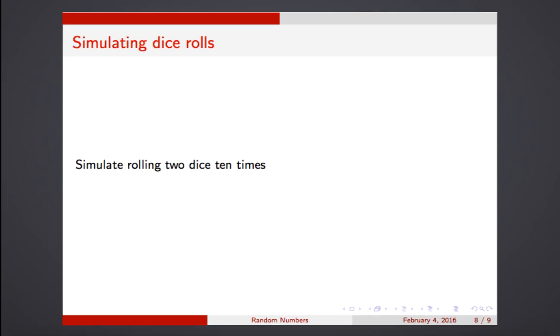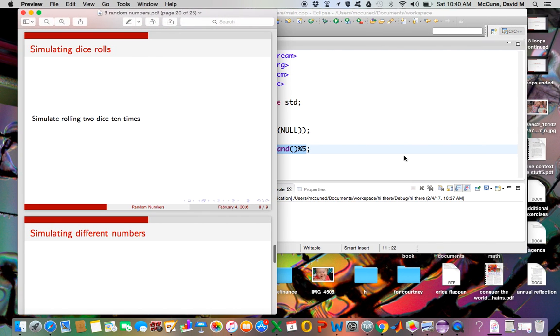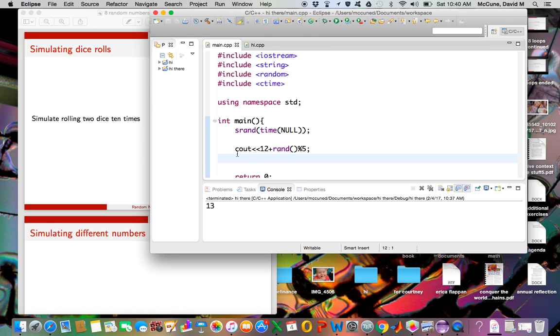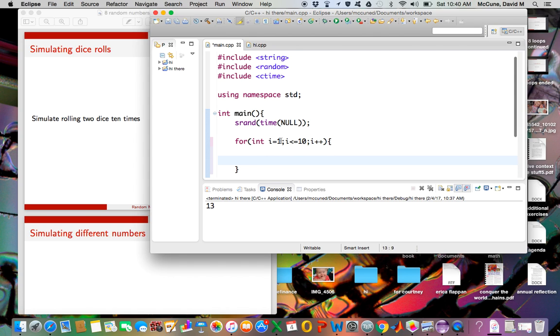Okay, so just to show you an example of how this might go, let's simulate rolling a couple of dice 10 times. So I'm going to do something 10 times, so let me use a for loop to do that. For loops are nice for when you have to do something a fixed amount of times. So now, no matter what I put inside of this for loop, it's going to run 10 times. It starts at i equals 1, goes up to i equals 10, and it goes 1 at a time.